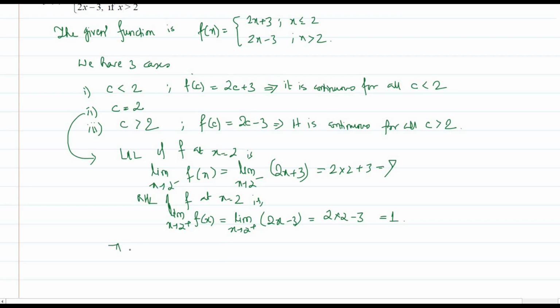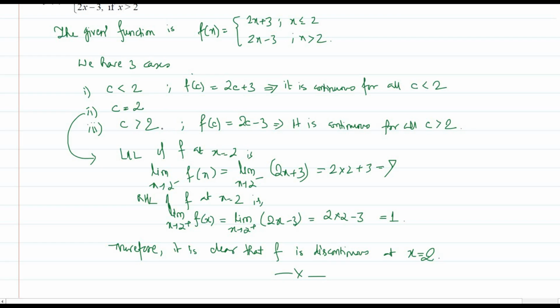So therefore it is clear that f is discontinuous at x equal to 2. Only at x equal to 2 is f of x discontinuous. Why? Once again let me be clear about it. We have three cases because the function itself is divided into three parts. For c less than 2, we have a constant definition. Since 2x plus 3 is a polynomial function, it has to be continuous. There is no other choice.